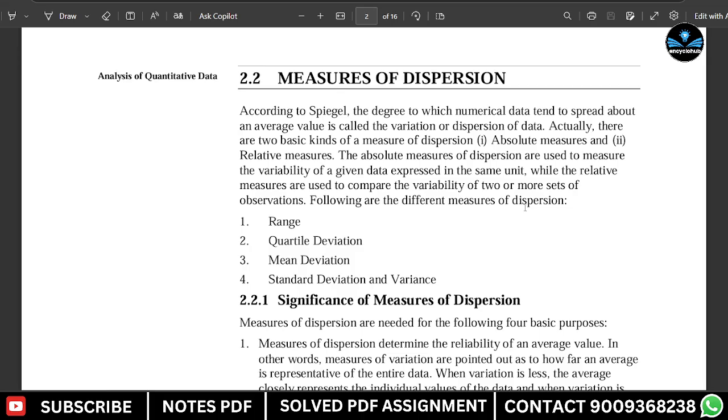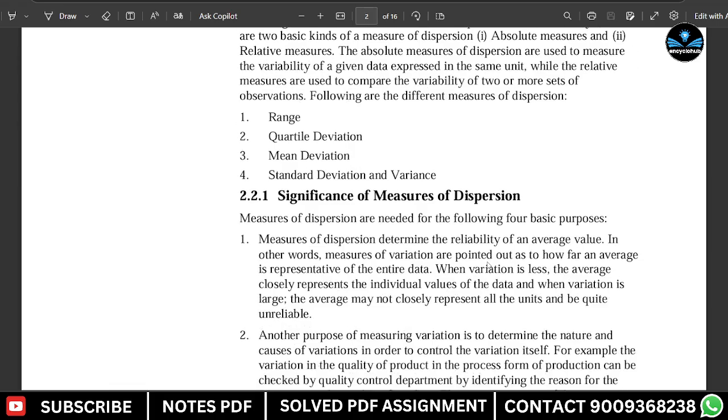Following are the different measures of dispersion. There are four types of different measures. First is range, quartile deviation, mean deviation, standard deviation, and the variance.